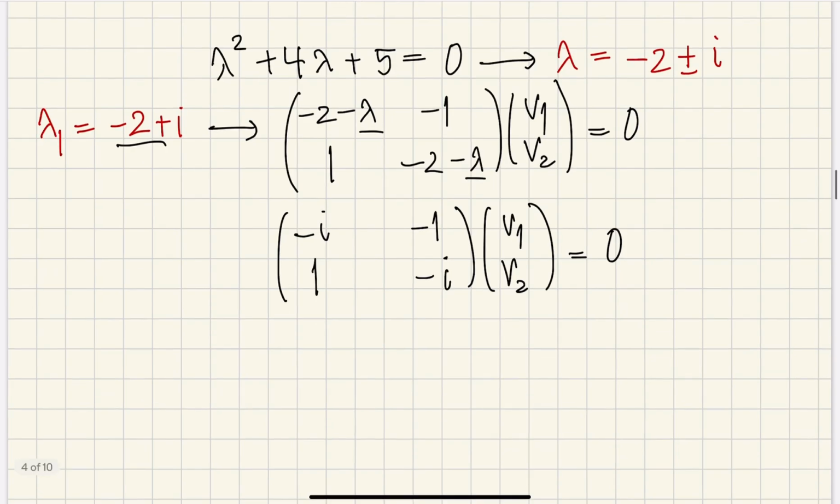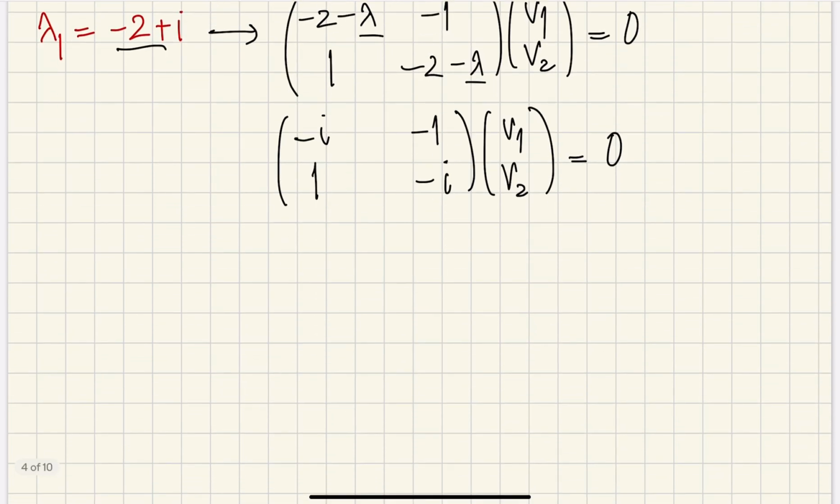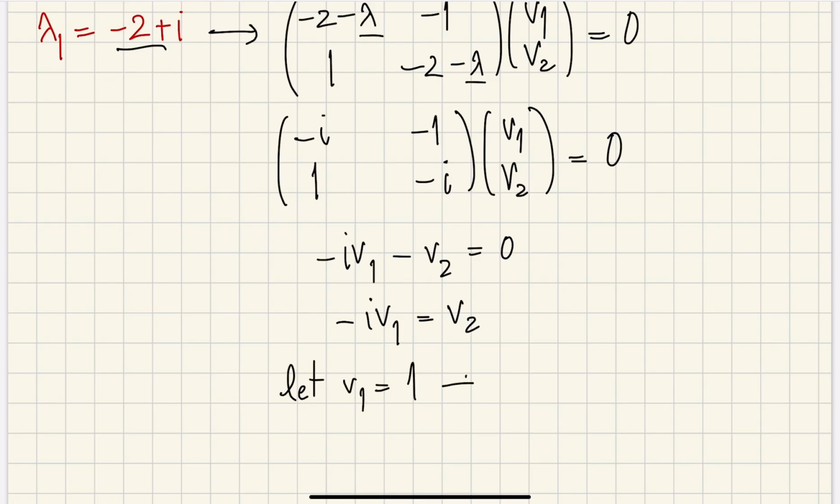Row operations, I'll use the first row. You get -i v1 minus v2 is equal to 0. So -i v1 is equal to v2. I'm going to let v1 is equal to 1. Then v2 is equal to negative i. So our first eigenvector becomes 1, negative i.